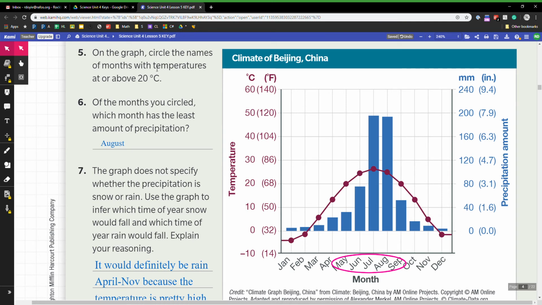And this was talking about temperatures. Temperatures 20 degrees or above. And 20 degrees is right here. So that would be May, June, July, August, and September.